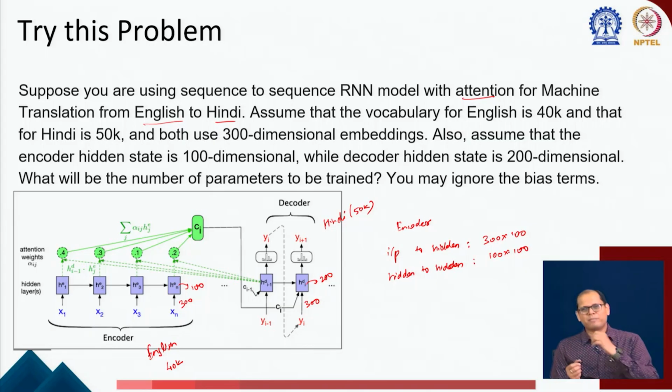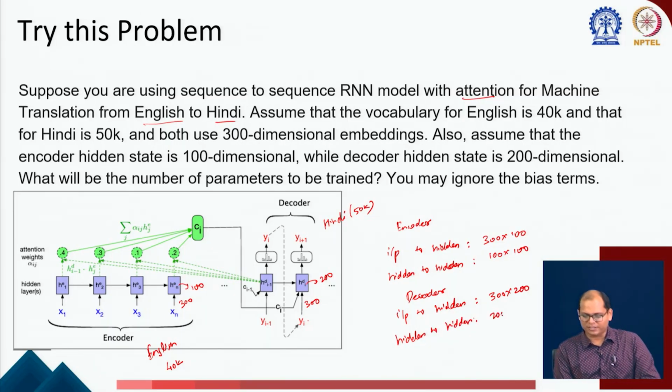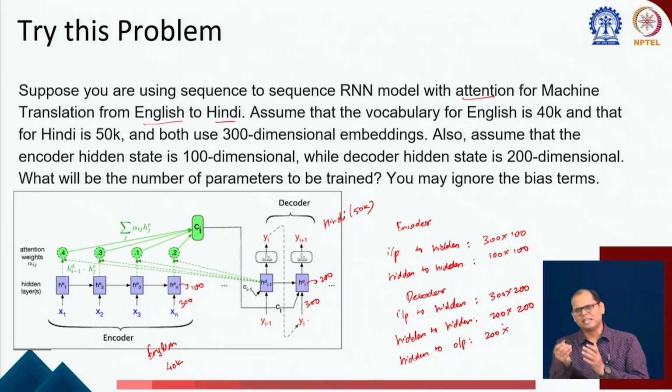Now let's see what happens on the decoder side. In the decoder you again have a connection from input to hidden, that is 300 times 200, because the hidden dimension is 200 here, and you have hidden to hidden, that is 200 cross 200. You also have a hidden to output, because you are now generating the tokens. This will depend on 200 into the size of your vocabulary, because you will generate any token from your vocabulary, a vector of vocabulary dimension, and the vocabulary for Hindi is 50,000, so 200 into 50K. This would typically be the parameters if you were using a normal sequence to sequence.